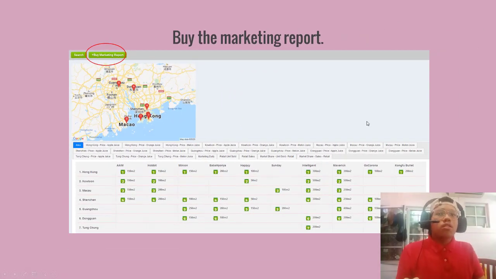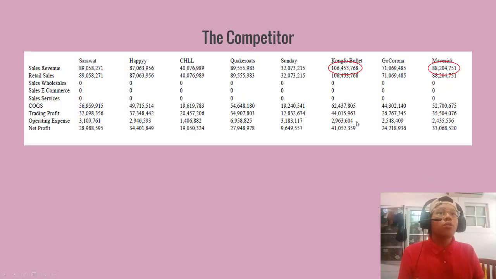because we want to see the performance of competitors by their price settings. From that, we can compare our price with other competitors that have the highest sales revenue. For example, the competitor that we can take is Kung Fu Bullet, where they earn sales revenue of more than 106 million compared to us at only 88 million on 7 July.